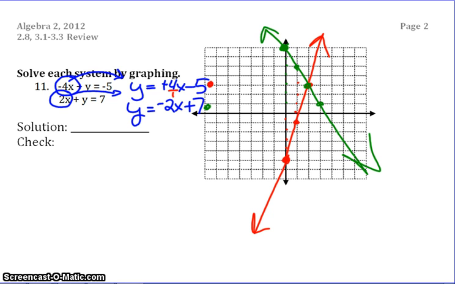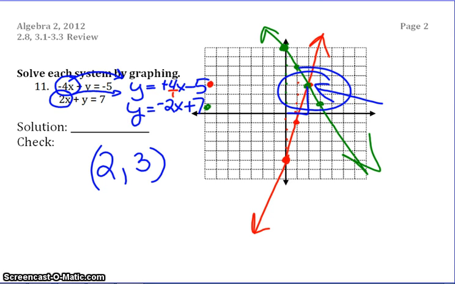Now it says, what's the solution? The solution is, what one point do these two lines have in common? I don't know, anybody yelling it at home? This point right here, I could see it, that's the only thing they have in common. That is the point 2, 3. If I go 2 over and 3 up, I get to that point. So that's the point 2, 3, and that's what they have in common, and that is my solution.